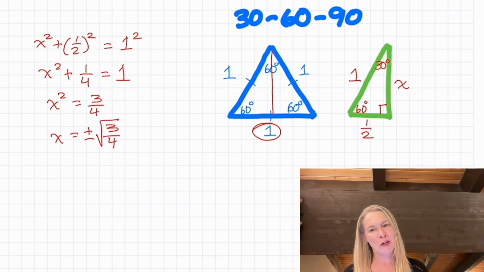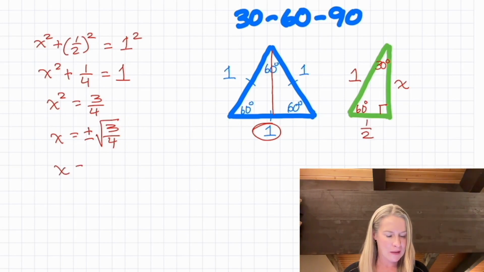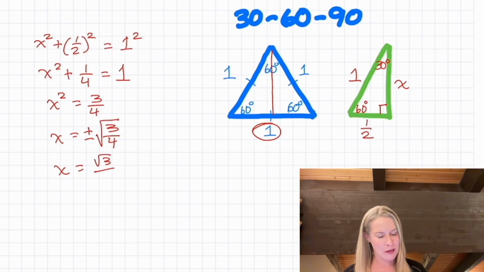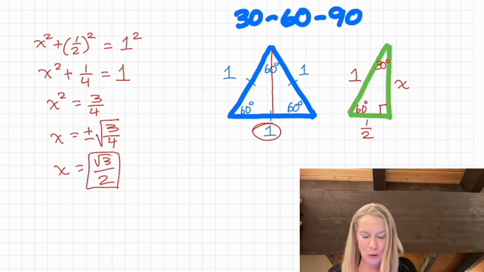Again, we only really want to look at the positive square root for now, just because we're thinking about lengths. So x is equal to the square root of 3 on top, and of course the square root of 4 is 2. So root 3 over 2 is the longer of the two legs.